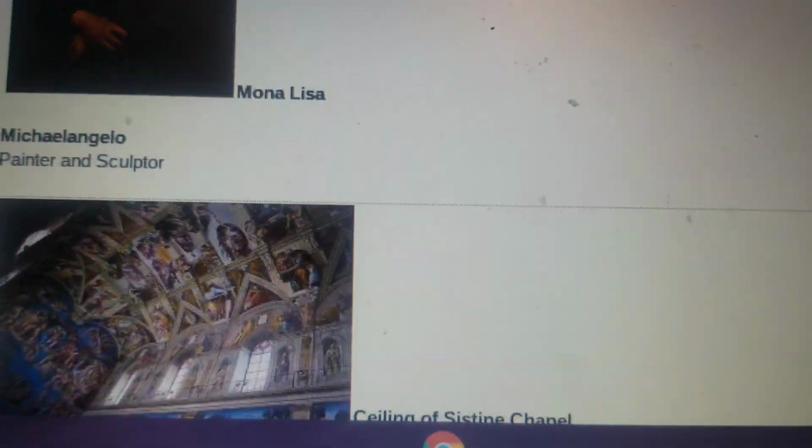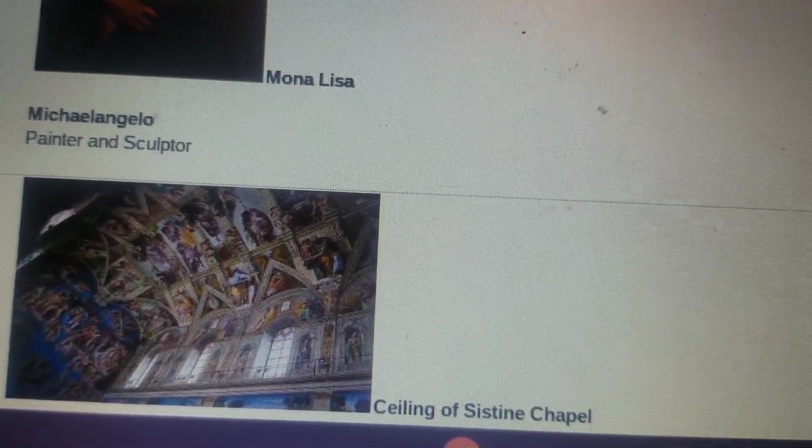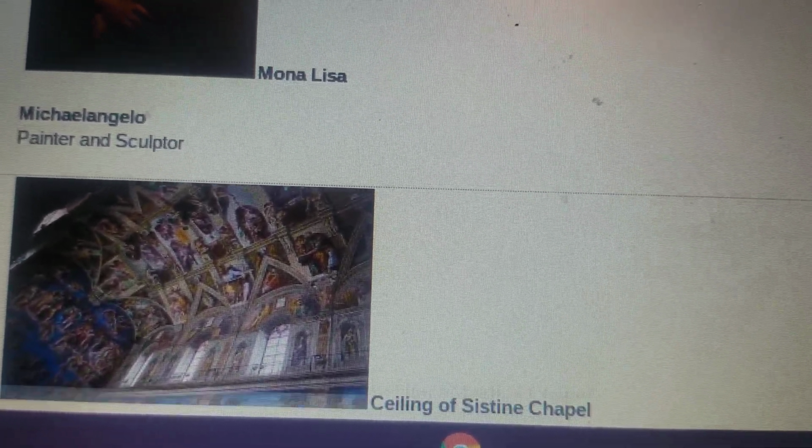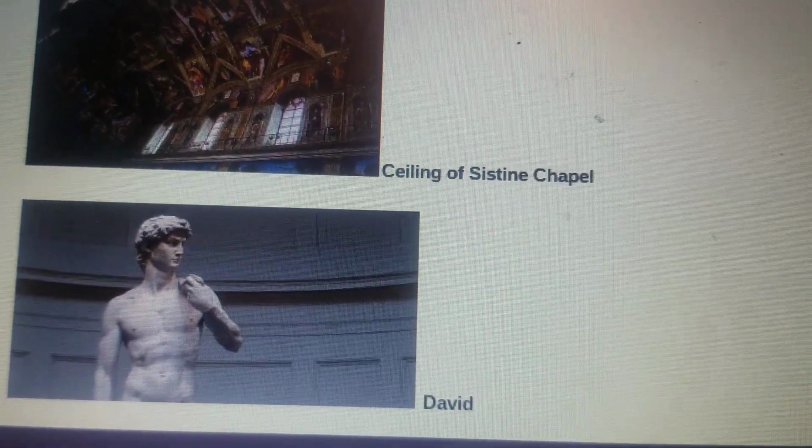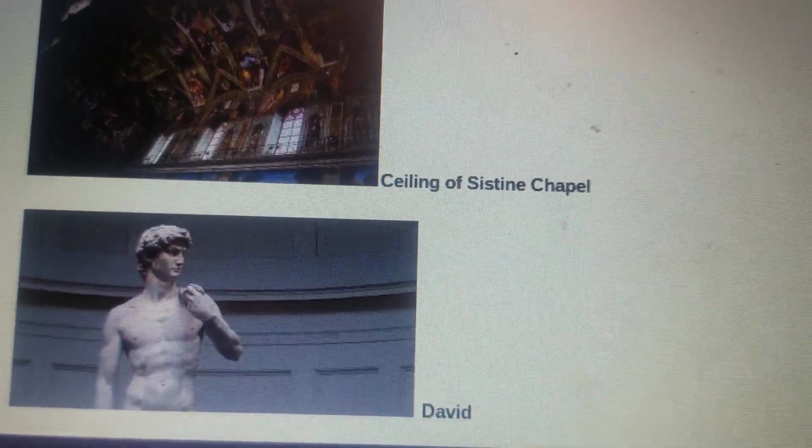Michelangelo was known as both a painter and a sculptor. This is the ceiling of the Sistine Chapel that you saw yesterday. And the statue of David, which is currently in Florence.